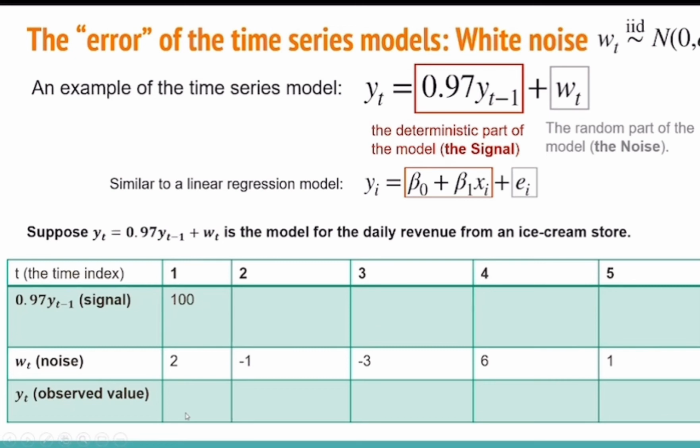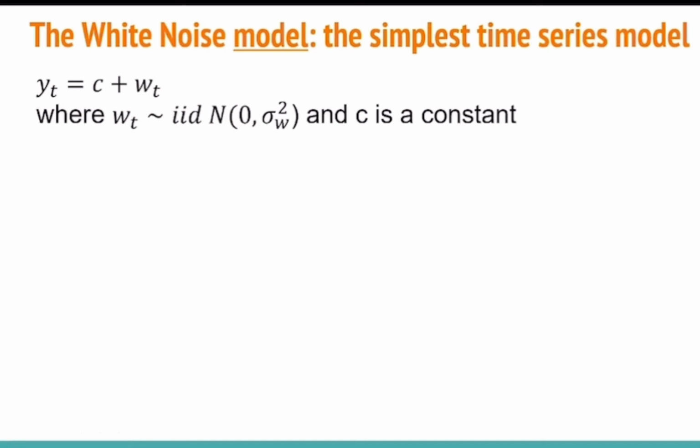Now I want to emphasize more on the white noise. In linear regression, the simplest form of linear regression model is an intercept model. In time series analysis, the simplest form of time series model is a white noise. If a time series model is a white noise, you know what it means. Take a look at that: YT equals C plus WT. C here is just a constant, and WT is a white noise.